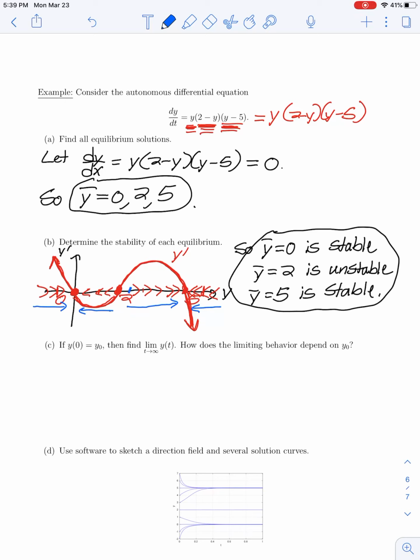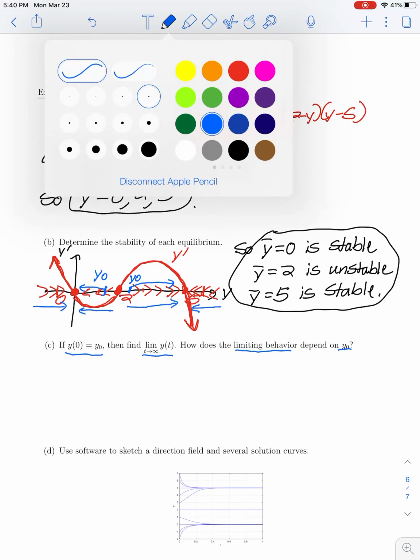So in part C, we are asking, well, if y of 0 is y naught, then we want to find the limiting value of y of t. So what's going to happen with our solution as t becomes large? And how does that limiting behavior depend on our initial condition? So we were just looking at in part B, if y naught was anything less than 2, we're going to be closing in on 0. Whereas if y naught is anything greater than 2, we're closing in on 5.